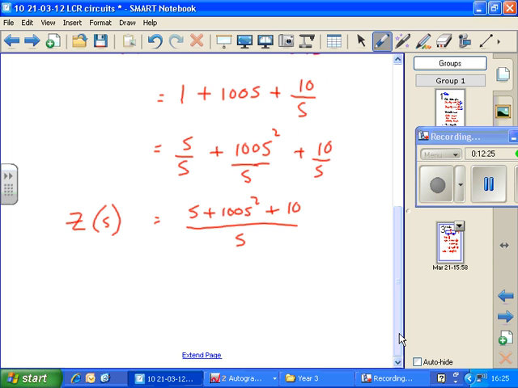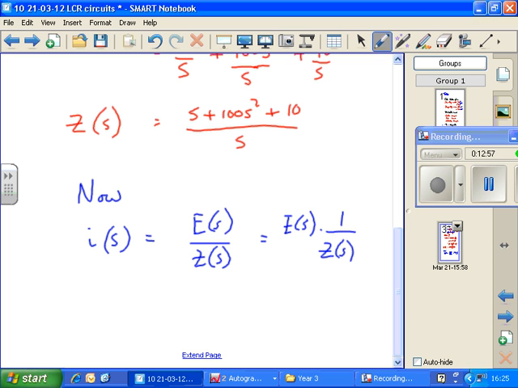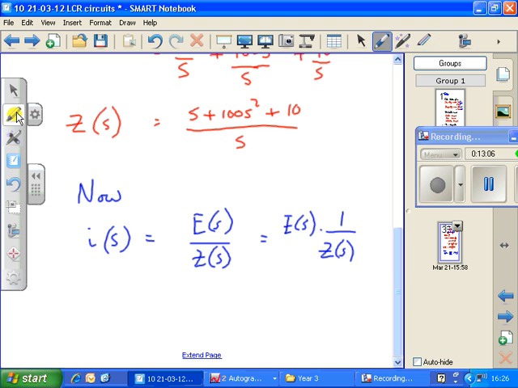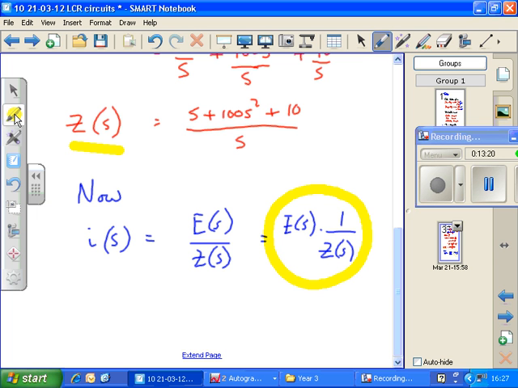So now, put these into Ohm's law. I s equals E over Z, doesn't it? That's Ohm's law written in s space. But don't forget, dividing by the total impedance is the same as multiplying by 1 over the total impedance. There's a reason why I want to think of it like this. If you look at Z, I can find out what the inverse of Z is, 1 over Z, by inverting it.